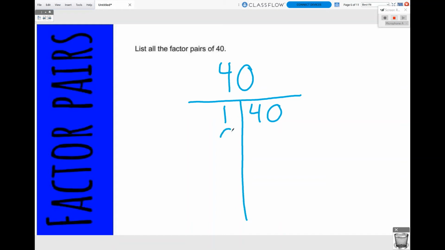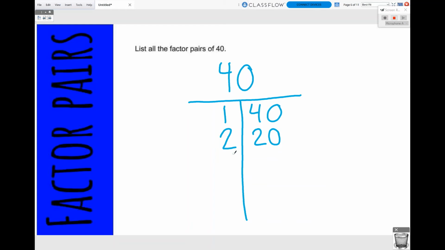I know that 2 times something can give me 40 because 40 is an even number. So I'm going to think to myself, what number can I double to give me 40? Good, 20. Now I know 3 can't go into 40 because if I'm counting by 3s, the largest multiplication fact I know is 12 times 3 is 36. So I can count up 37, 38, 39.